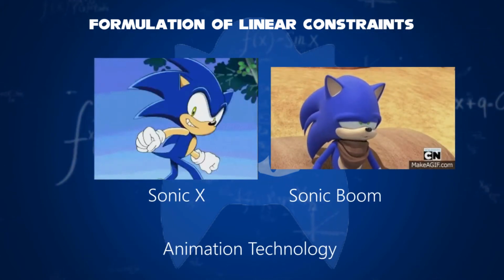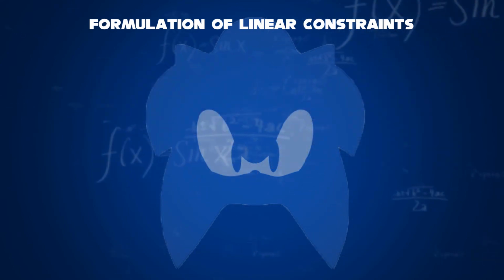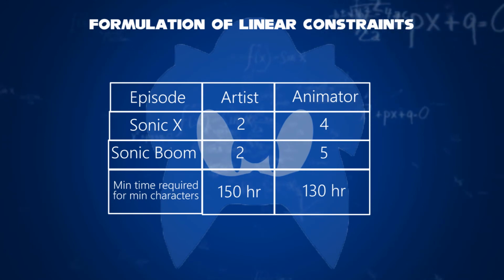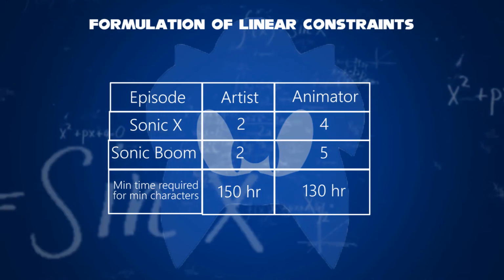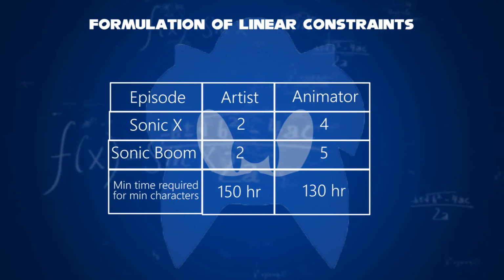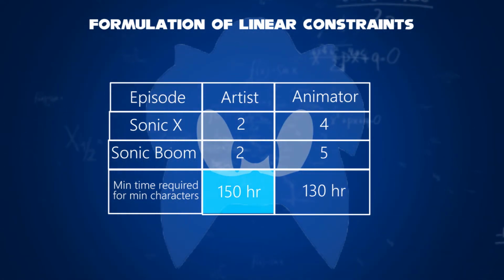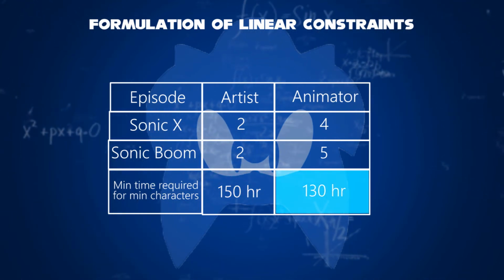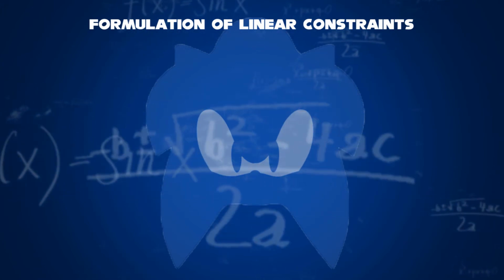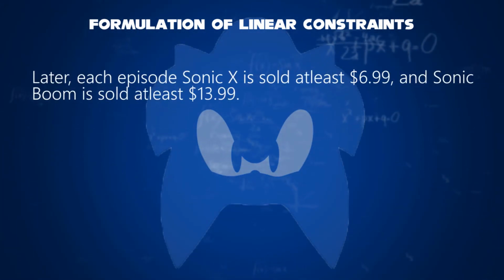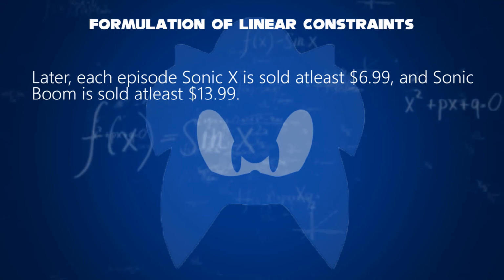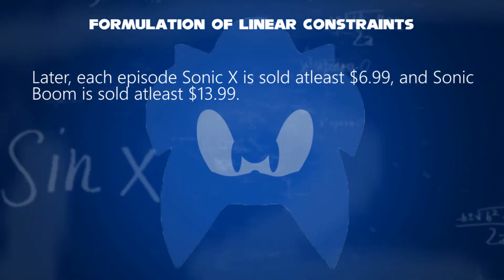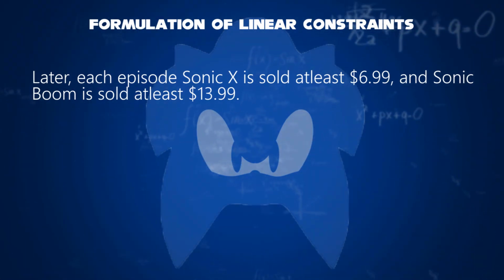Here's the second question. In an animation technology, the artists make 2 characters of Sonic X and 2 various characters in Sonic Boom. Also, the animators make 4 various characters of Sonic X and 5 various characters in Sonic Boom. Each studio requires 150 hours of minimum time in artistry, and 130 hours of minimum time in animation. Later, each episode Sonic X is sold at least $6.99, and Sonic Boom is sold at least $13.99. Formulate as a linear programming problem minimizing the total cost.